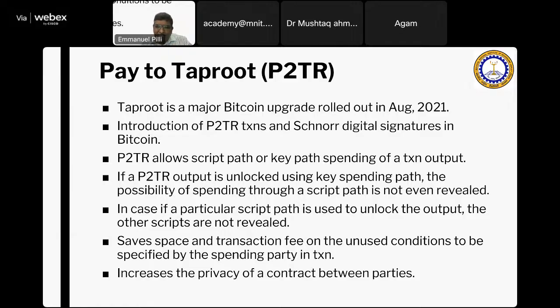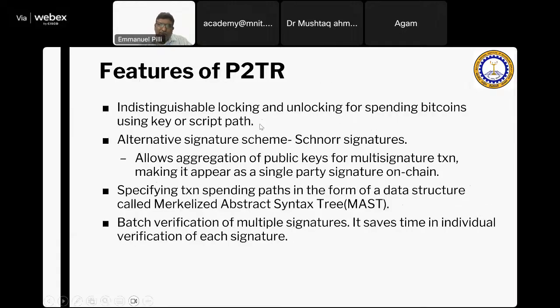So it saves space and transaction fee on the unused conditions to be specified by the spending party in the transaction, right? So when you want to spend it, only then is the script required. Till that time, we don't have to do it. And it also increases the privacy between these things. So the features are indistinguishable locking and unlocking for spending Bitcoins using script or key path, right?